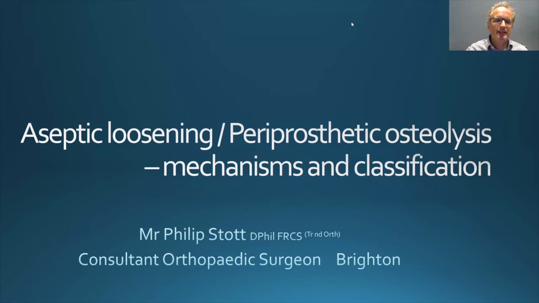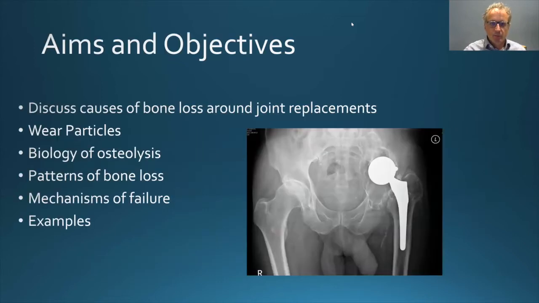Today we're going to talk about aseptic loosening, periprosthetic osteolysis, mechanisms and classification. We're going to look at causes of bone loss around joint replacements, wear particles and the biology of osteolysis. This is quite heavy-going basic science and we'll try and make it more interesting by having x-rays like this one with you. We're going to look at some patterns of bone loss, mechanisms of failure, and then some examples. Normally this is a question and answer talk as we go through, but obviously with this recording it's not possible.